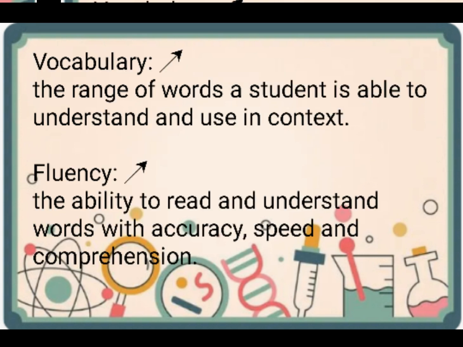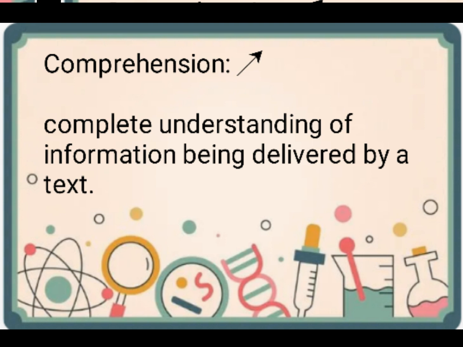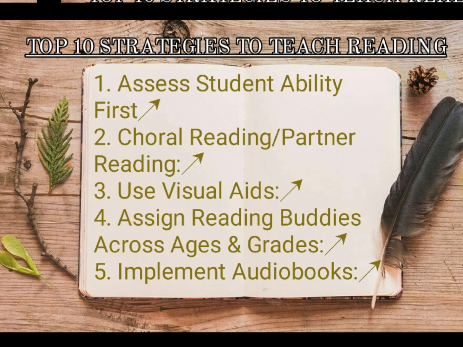Vocabulary: the range of words a student is able to understand and use in context. Fluency: the ability to read and understand words with accuracy, speed, and comprehension. Comprehension: complete understanding of information being delivered by a text.